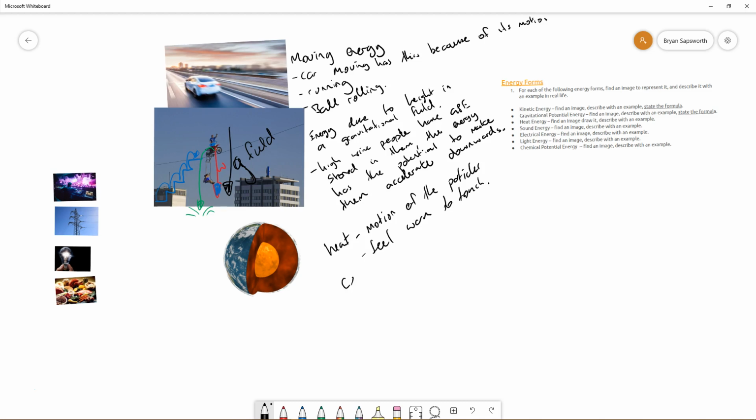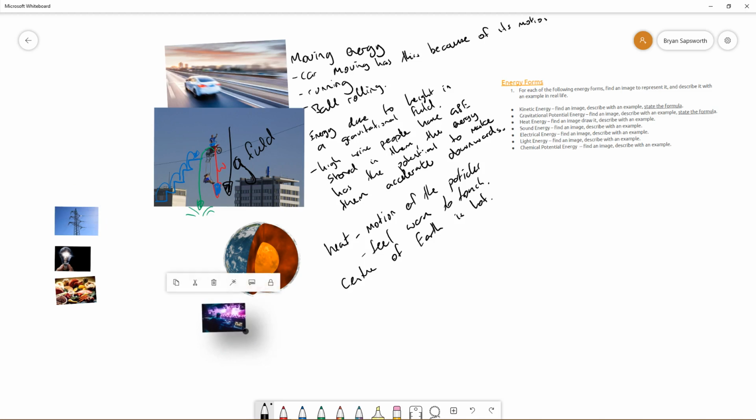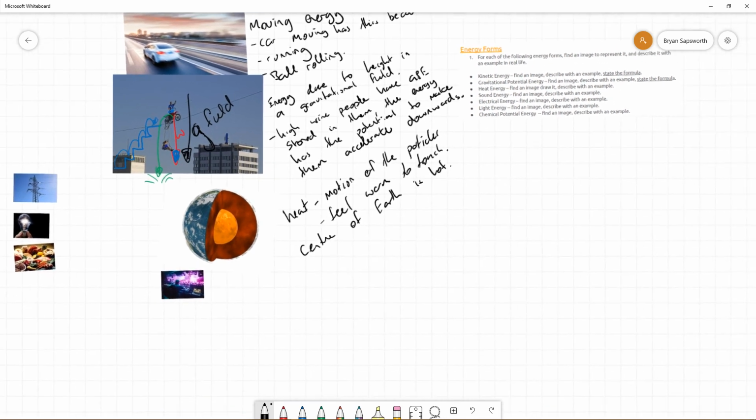The center of Earth is hot, is releasing lots of energy. Okay, that will do. Don't need too much of an explanation really.